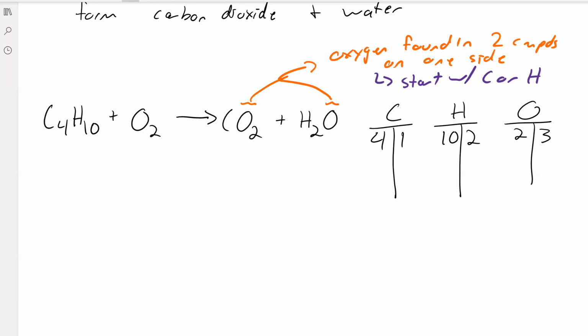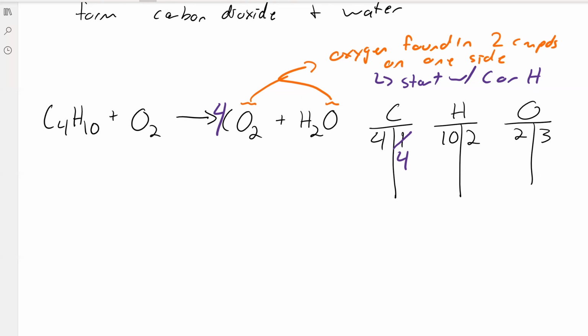So anyways, we're going to start with another one. It doesn't matter which one you pick. I'm going to pick carbon just because it's the first one. We need to have 4 on our product side. Right now, we only have 1, so we need to put a 4 coefficient there to have 4 carbons to balance that out. When we do that, however, we add more oxygens.